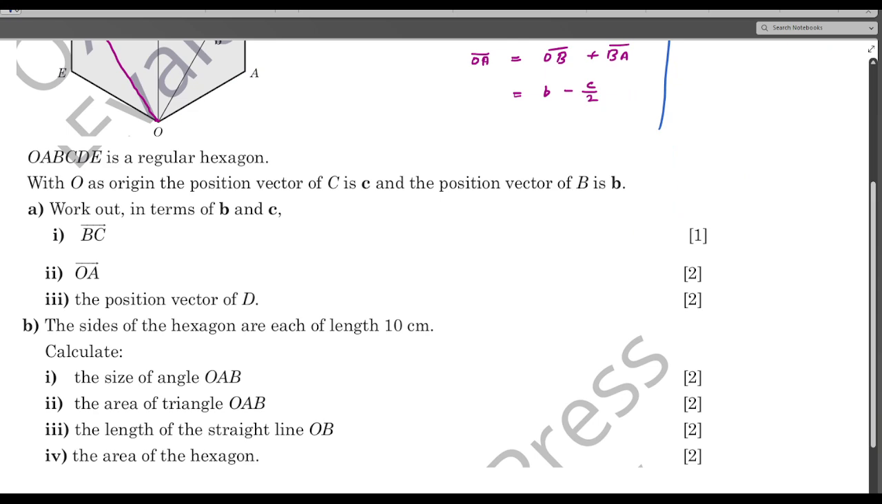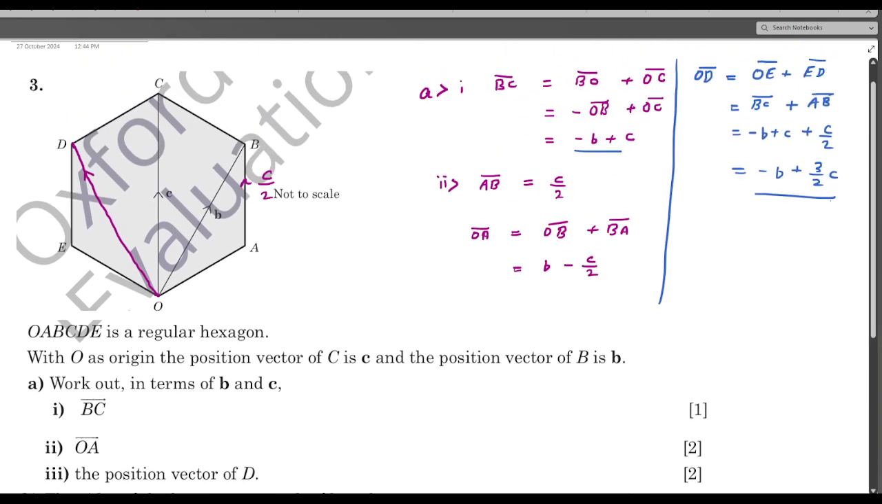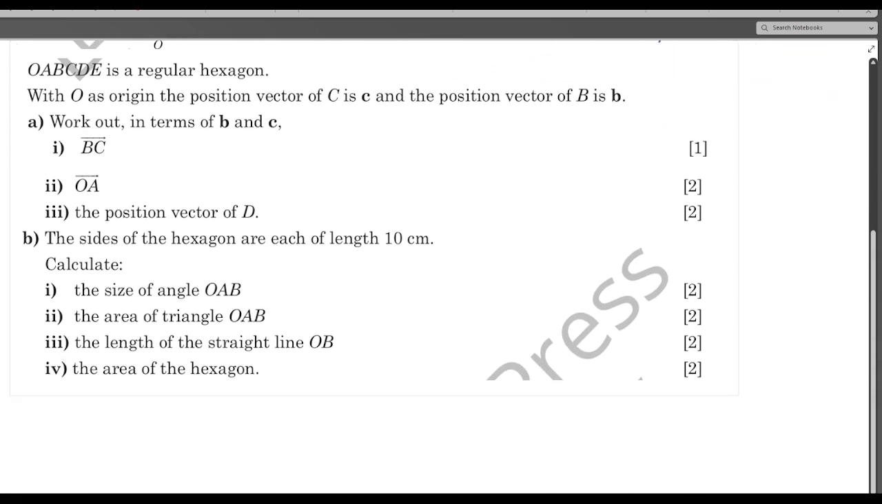B part of the question: the sides of the hexagon are each of length 10. Calculate the size of angle OAB. So OAB, okay, this angle. Now this is not a part of vector. Okay, we can find out interior angles.